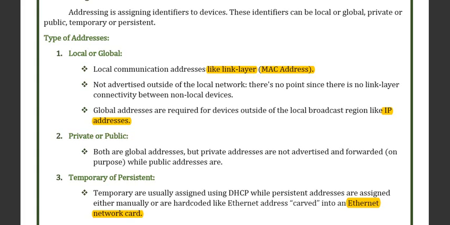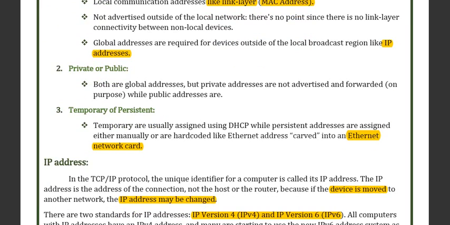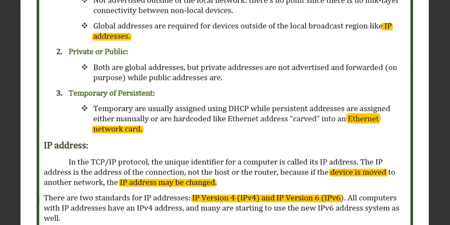And if you want to communicate with the internet, you need an IP address, which is known as the global address, the Internet Protocol address. The private and public section: you can have a public or private IP. This is known as the public and private section.